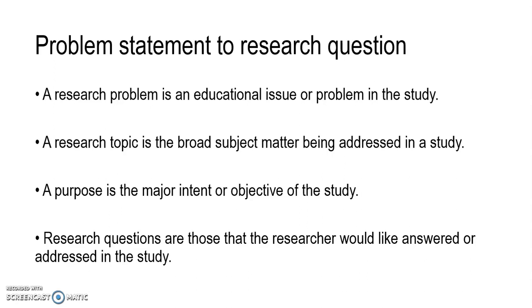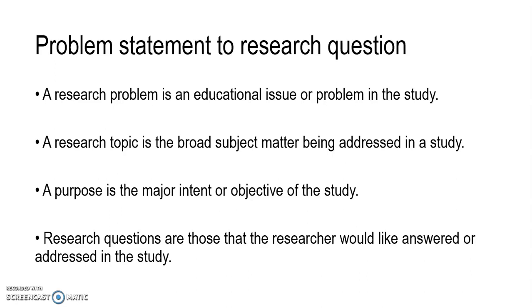So the problem statement will progress to a research question. A research problem is an educational issue or a problem that you want to study. Okay, that is the main issue. What is the problem that you would like to address in your study? From there, the research topic is a broader subject matter that is addressed in the study. So by right, the research topic should come first. So your research topic is psychological instrument. My problem is the quality of the instrument being used. So my purpose, or my objective of the study, is to assess the quality of the instrument.